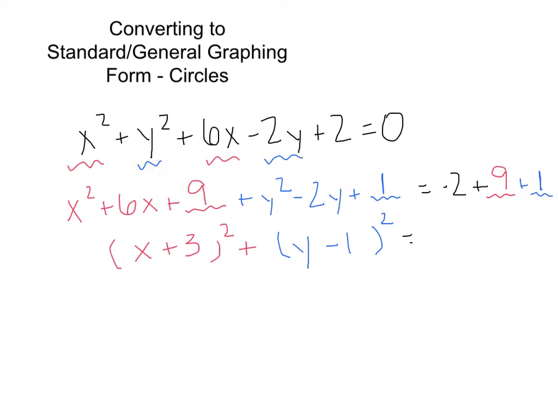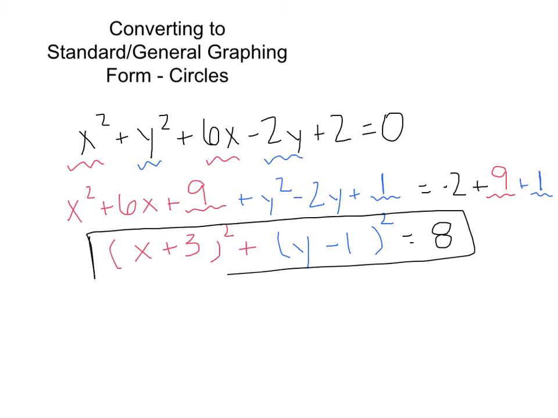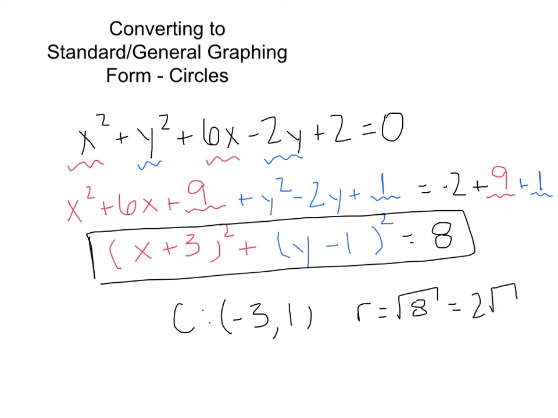So I'm going to simplify the right-hand side, and it looks like we have negative 2 plus 9 plus 1, which is 8. So we have our equation in the general graphing form. So now we know some stuff about this circle. We know that this circle has a center of negative 3, 1. And the square of the radius is 8. So the radius is the square root of 8, which can also be simplified. We can pull out the 4, which is 2 times the square root of 2.